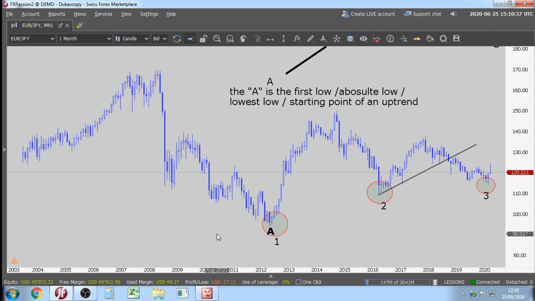We are talking about the A first. Look at the rule. The A is the first low and it's a starting point of an uptrend. The A is the absolute low and it's a starting point of an uptrend. Or the A is the lowest low and it's a starting point of an uptrend. Victor, yes, all of them. No, not all of them. Second is not an absolute low. It doesn't need to be an absolute low. Look at the rule. The A is the first low or an absolute low or a lowest low and it's a starting point of an uptrend.